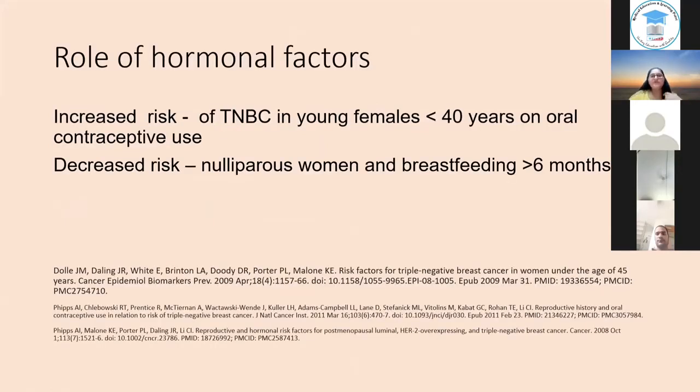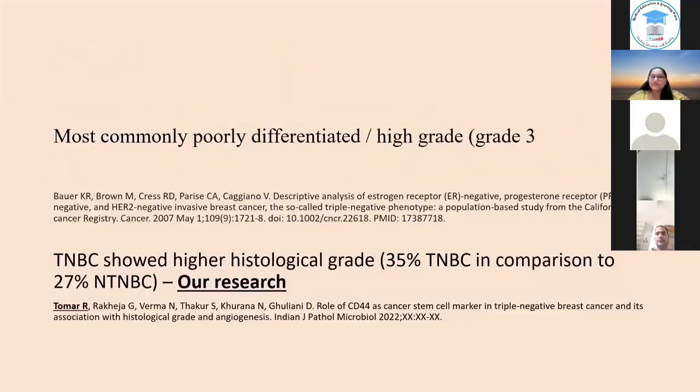And a lot of hormonal factors also play a role in TNBC, like young females who are less than 40 years and who are on OCP use are at increased risk of TNBC. As compared to nulliparous women or lactating women, they are at decreased risk. So these are the hormonal factors which play a role in the presentation of triple negative breast cancers. Another significant point is that TNBC commonly presents with high grade, that is, poorly differentiated. Okay. So this is according to this research in 2007.